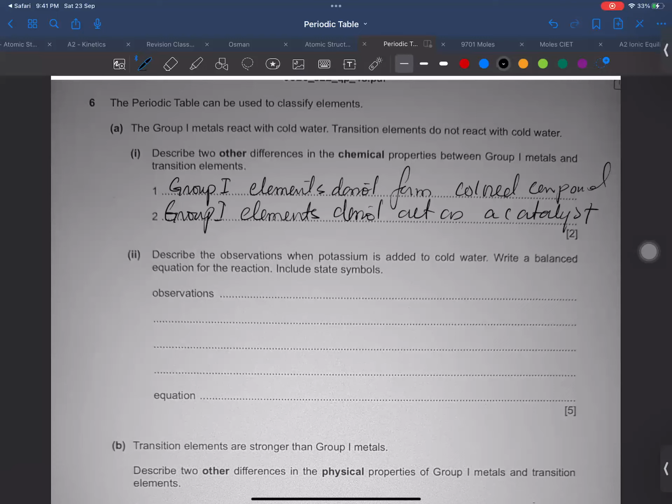Then describe the observation when potassium is added to cold water. Write a balanced chemical equation with state symbols. So we need to see that this question is for 5 marks. The equation is worth 3 marks. You need to remember that whenever you add potassium to water, the products are KOH along with hydrogen gas. Then you need to balance this equation and write the state symbols: solid, liquid, aqueous, gaseous. And then you need to write observations.